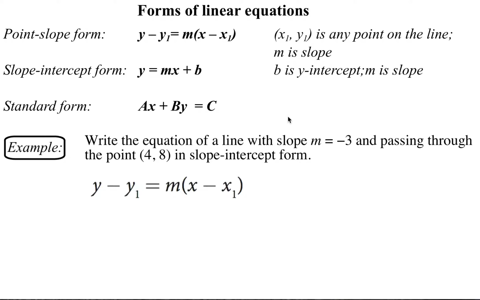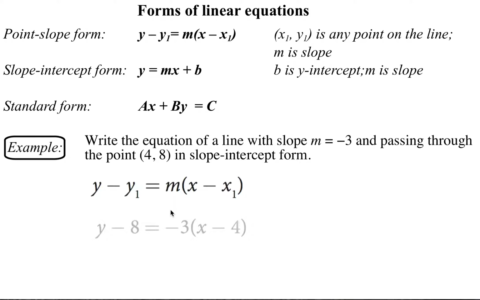So here's an example. It says write the equation of a line whose slope is negative 3 and it goes through the point (4, 8), and we want that in slope-intercept form. So we want it in y equals mx plus b form. But I'm not going to start with that form because I'm given the slope and a point. I'm going to start with point-slope form.